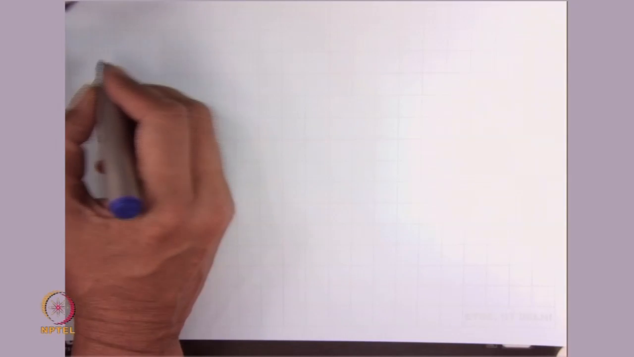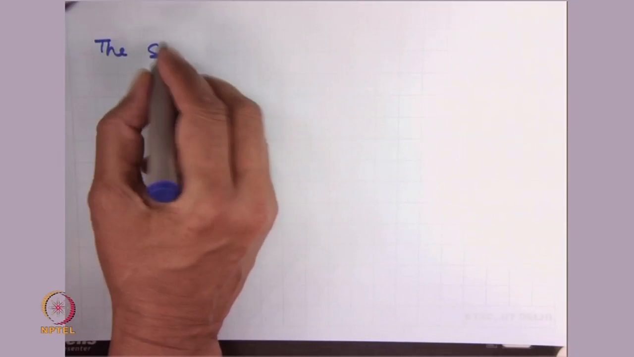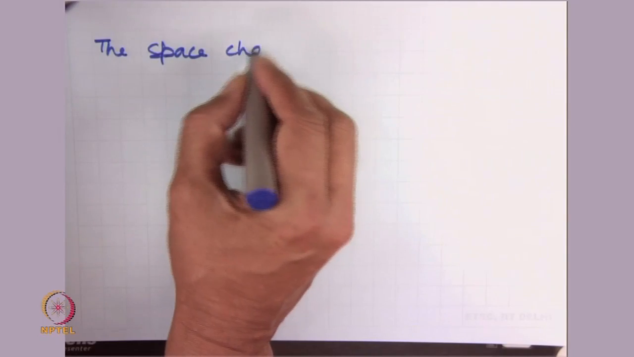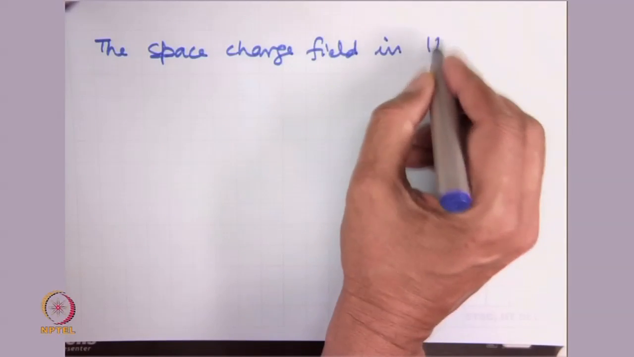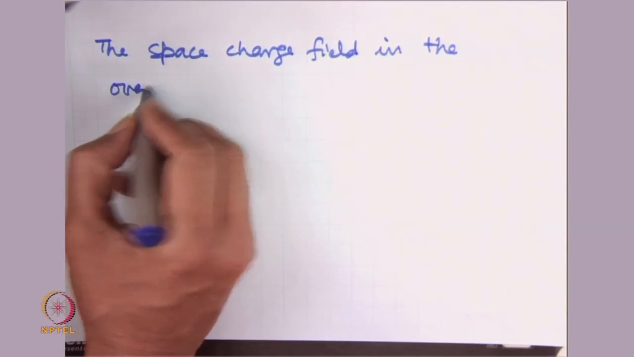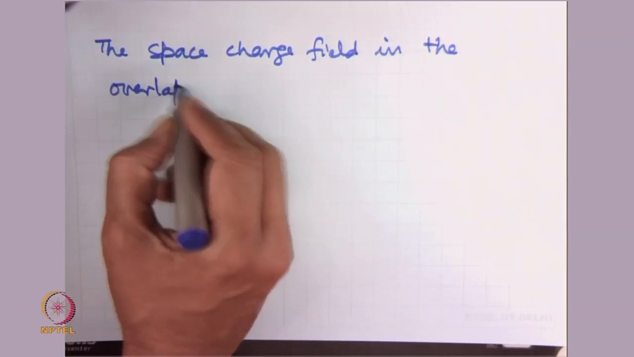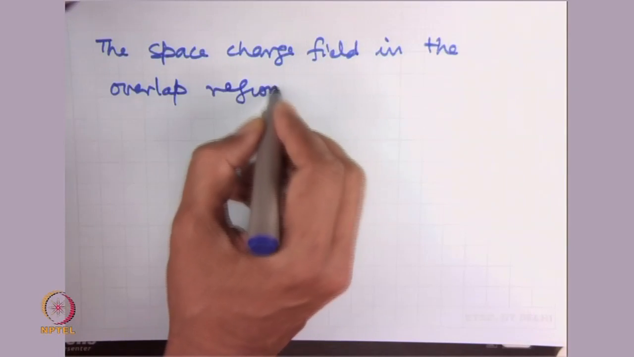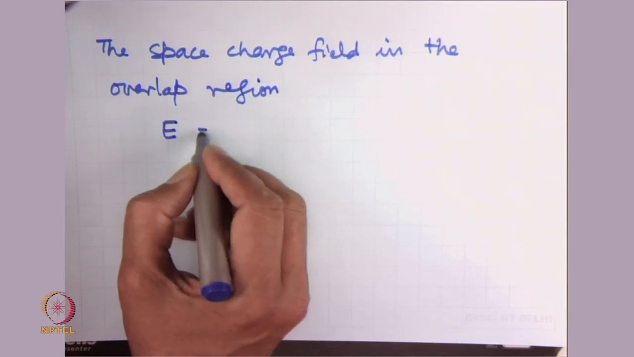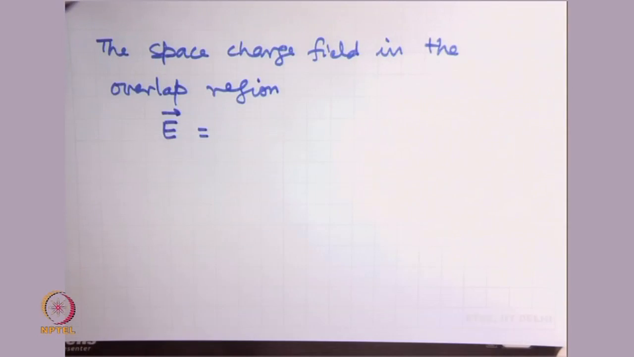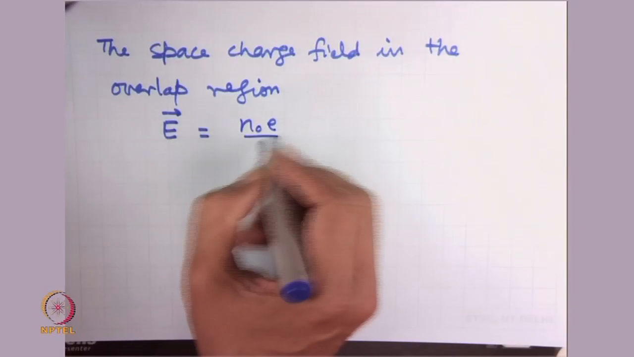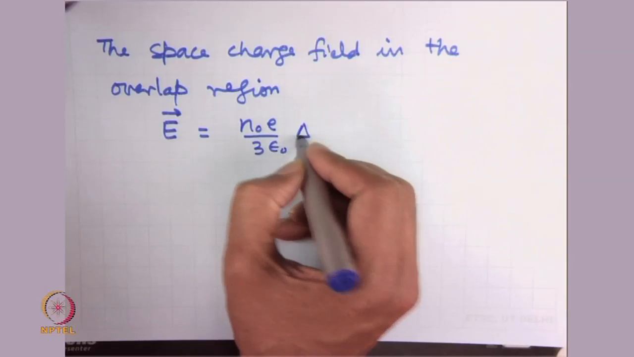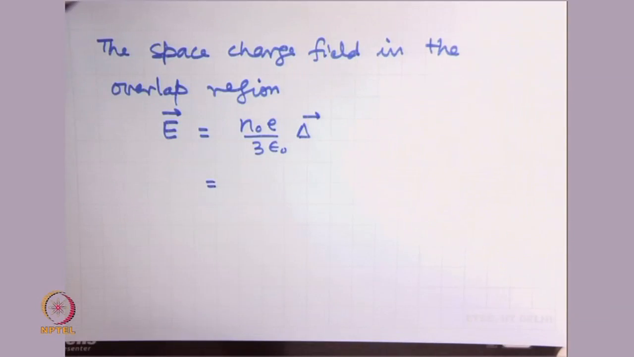Please, that will be a very revealing thing. The space charge field that I just calculated in the overlap region, where the two spheres overlap, E is equal to, let me just write down, n0 e upon 3 epsilon 0 into delta, and put the value of delta that I just evaluated.